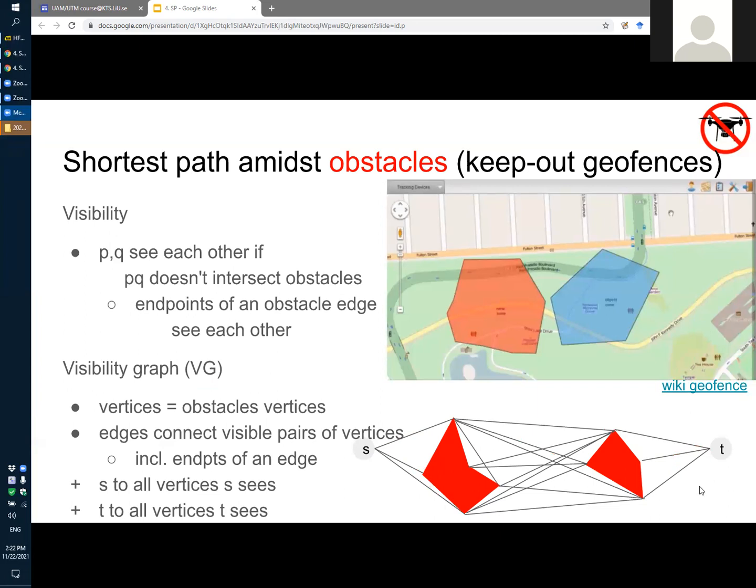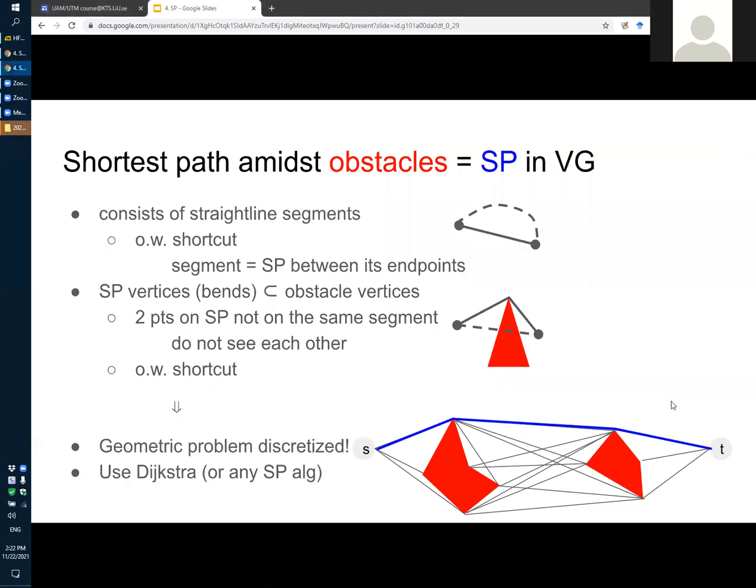Now, why the visibility, and particularly the visibility graph, is important is because if you want to find the shortest path from S to T amidst obstacles, then it turns out that you just have to find the shortest path between S and T in the visibility graph. And here are a couple of simple arguments of why this is the case.